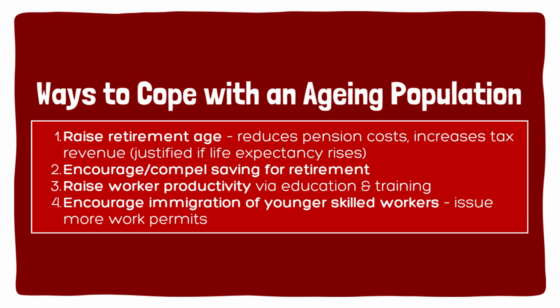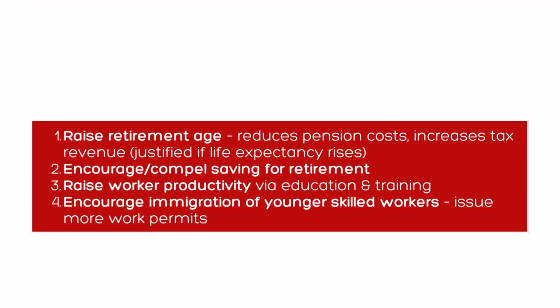Governments can address the effects of aging populations in several ways. These include increasing the retirement age, encouraging people to save for retirement, investing in education and training to boost productivity, and allowing more young skilled immigrants into the country.